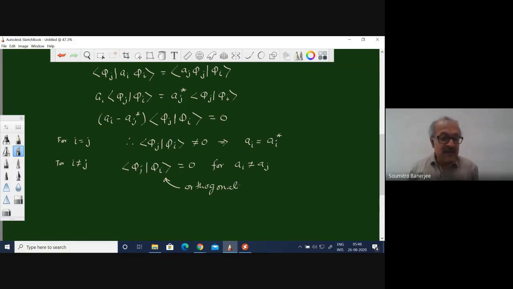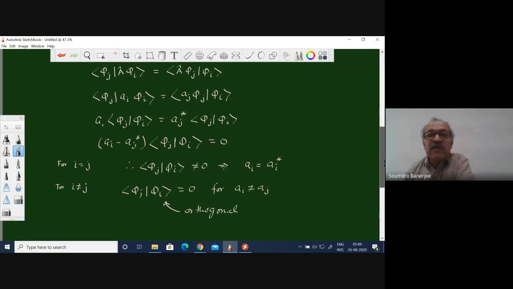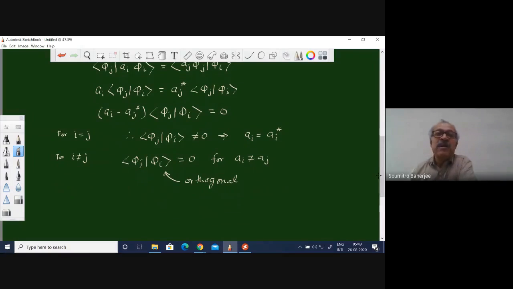This is an important result: we have ensured that whatever we observe is real valued, and we have also ensured that any two eigenvectors of a Hermitian operator are orthogonal. This is a very important result because it needs to be ensured in order for quantum mechanics to make sense.